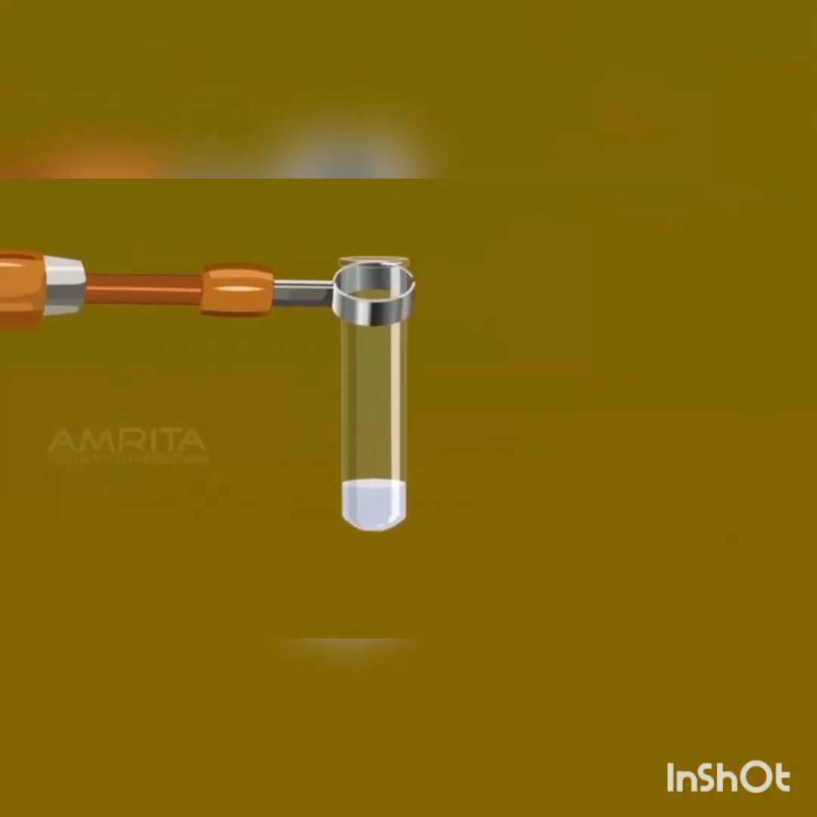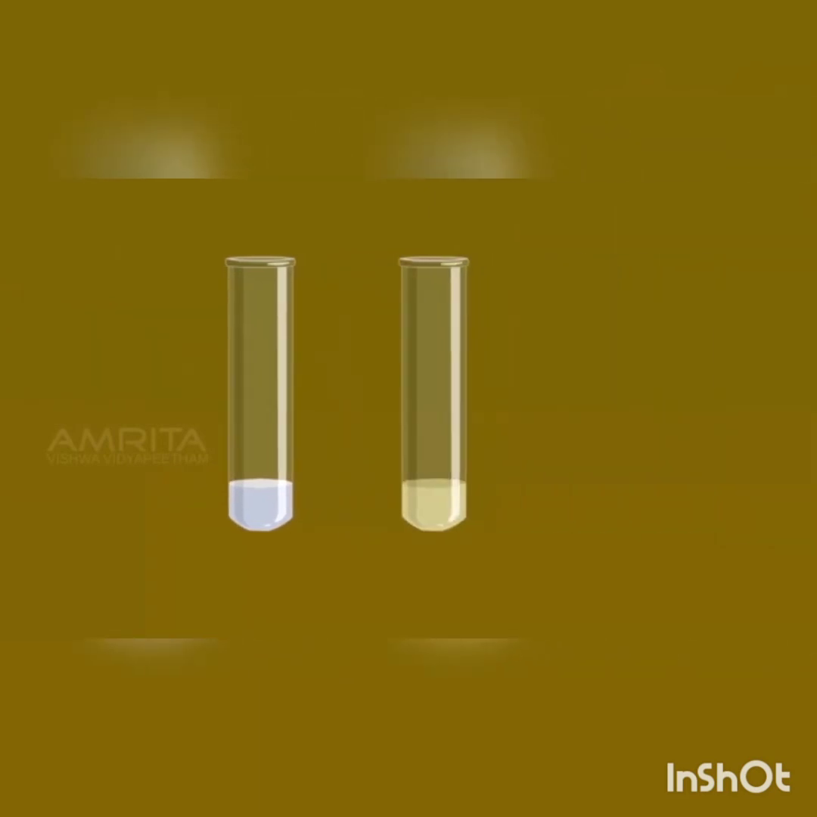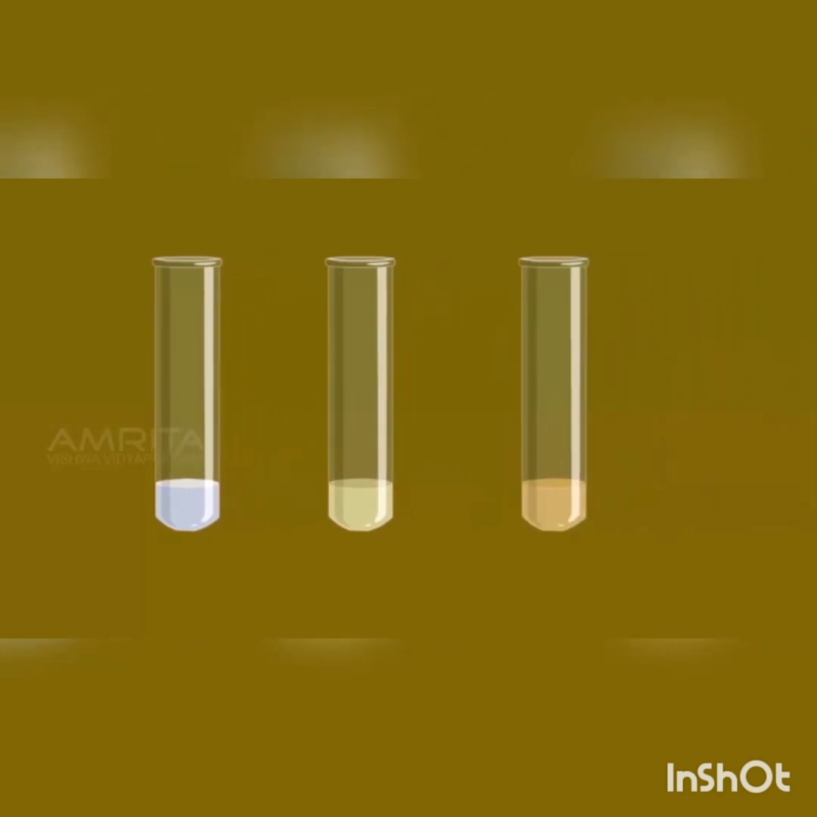If the organic compound contains chlorine, the sodium chloride formed during the preparation of Lassaigne's extract reacts with the silver nitrate and forms a white precipitate of silver chloride. If the organic compound contains bromine, the sodium bromide reacts with silver nitrate to form pale yellow precipitate of silver bromide. If the organic compound contains iodine, the sodium iodide reacts with silver nitrate to form yellow precipitate of silver iodide.